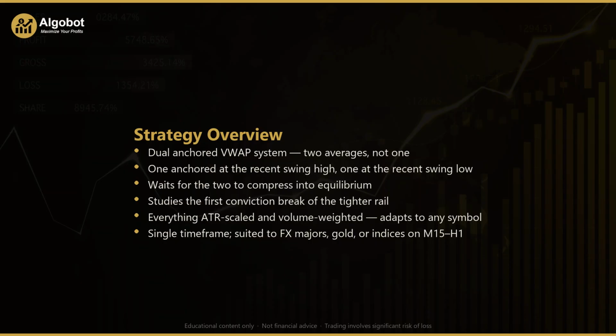Ranges rarely survive that kind of compression forever. Because every calculation is scaled by average true range and weighted by volume, the strategy adapts to any symbol and any volatility without needing to know the point size. It runs on a single time frame, whichever one you attach it to. Its natural home is a liquid foreign exchange major, gold, or a stock index on the 15-minute through 1-hour charts. It suits a patient, rules-based trader who prefers waiting for a clean setup over constant activity. And, as always, this is educational information, not a recommendation.